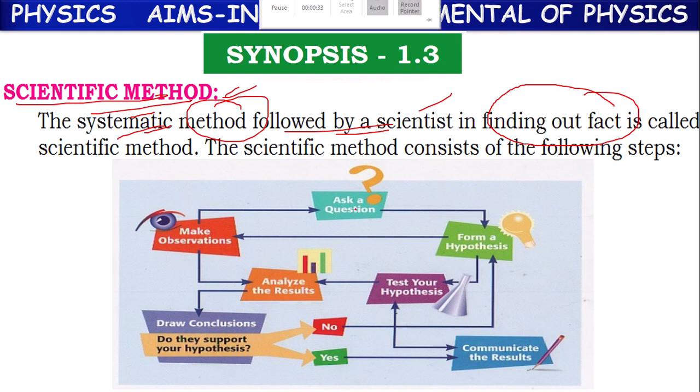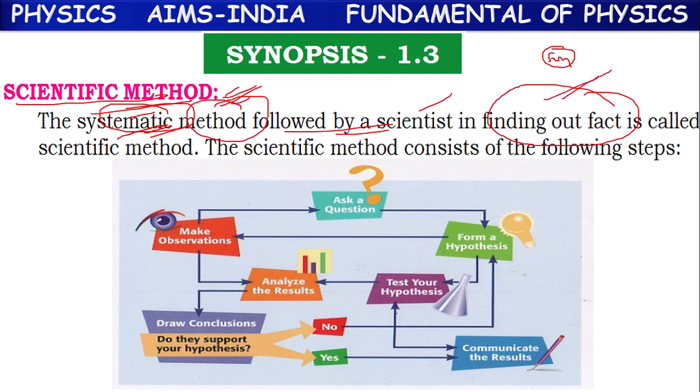Fact means, why all planets revolve around the sun. That is a fact. For finding that, he will follow one kind of method which is called scientific method. It will be systematic. So for finding out one fact, the scientist will follow one systematic method. That method is called a scientific method. The scientific method consists of so many steps.